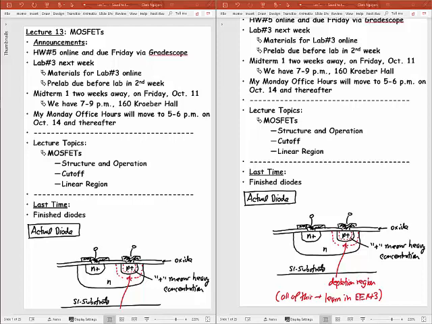So this is where we finally take a look at some transistors, at least physically what they look like and how they operate. So this lecture will be on MOS transistors, or MOS field effect transistors is what MOSFET stands for.